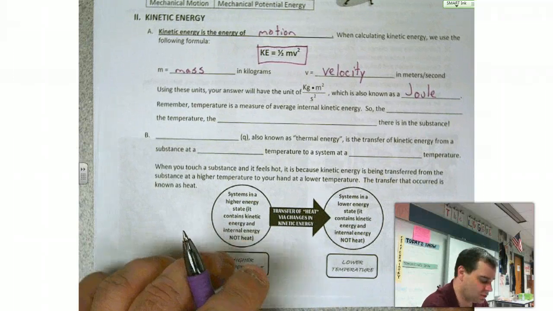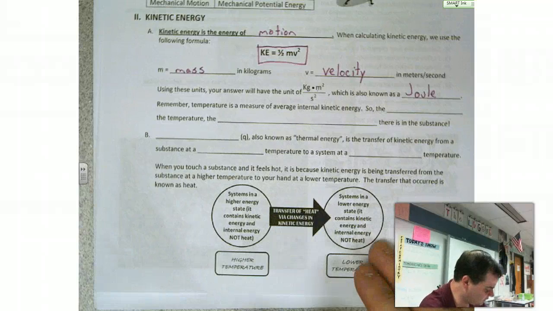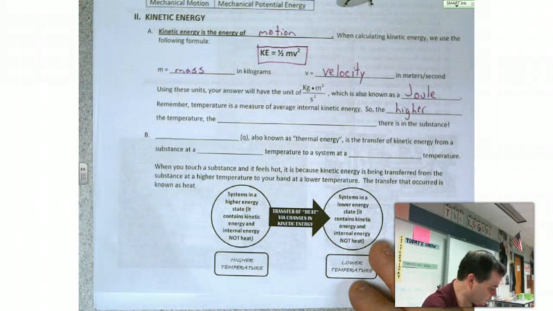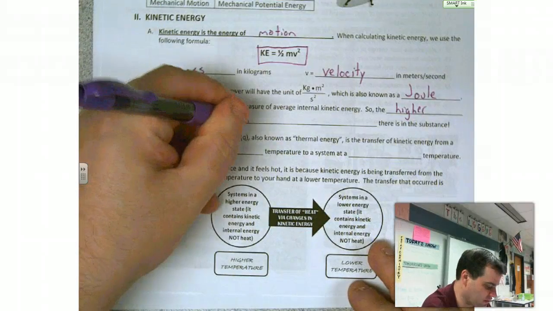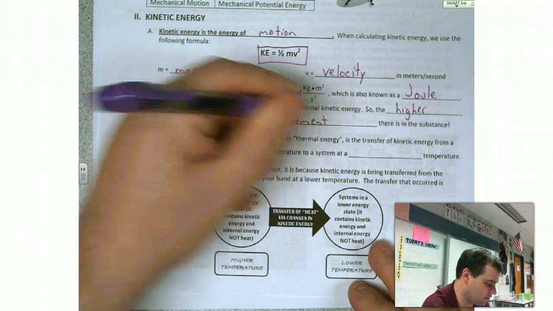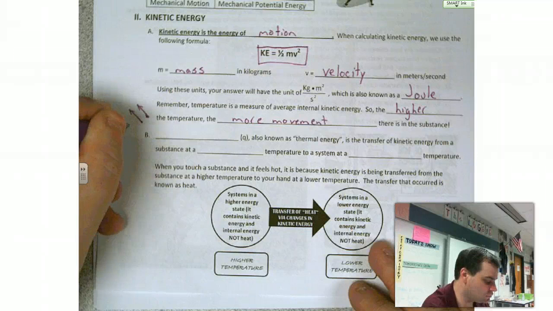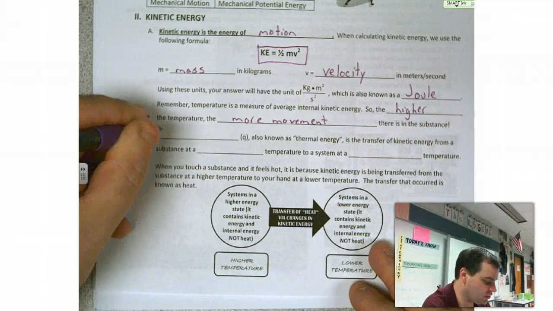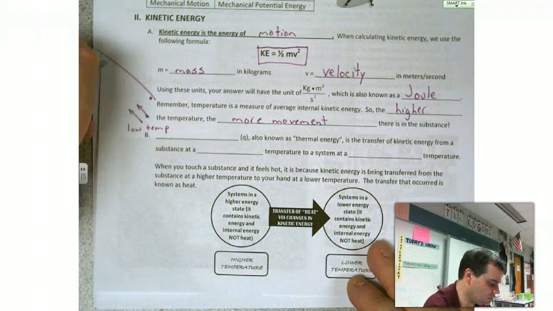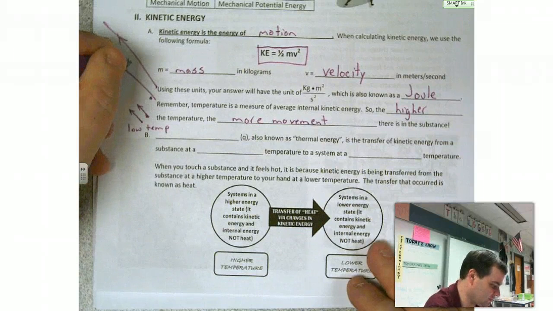Hopefully you remember that temperature is the average of internal kinetic energy. So the higher the temperature, the more movement there is in the substance. Low temperature, little motion. High temperature, zoom, zoom, high motion.